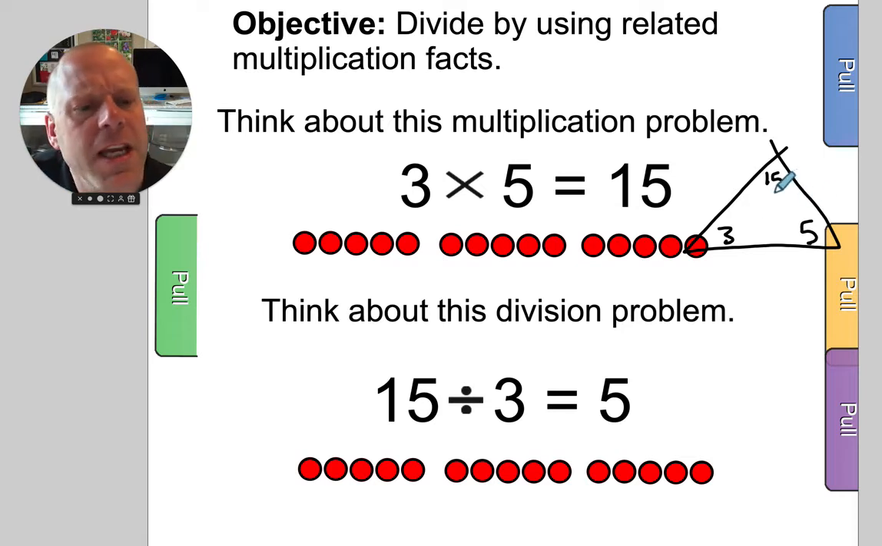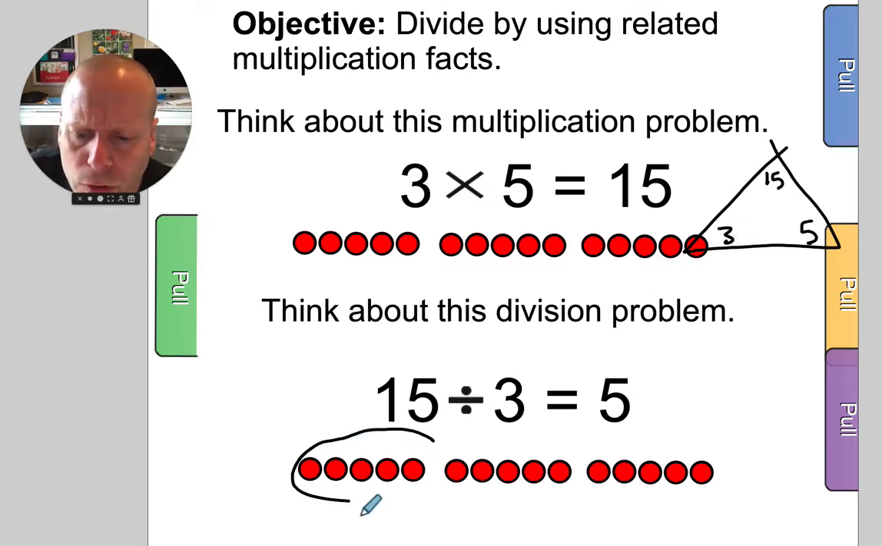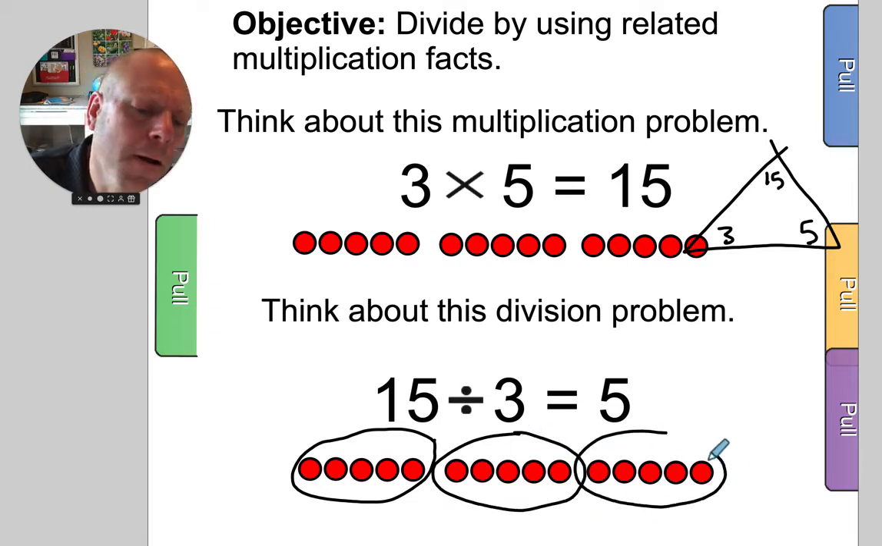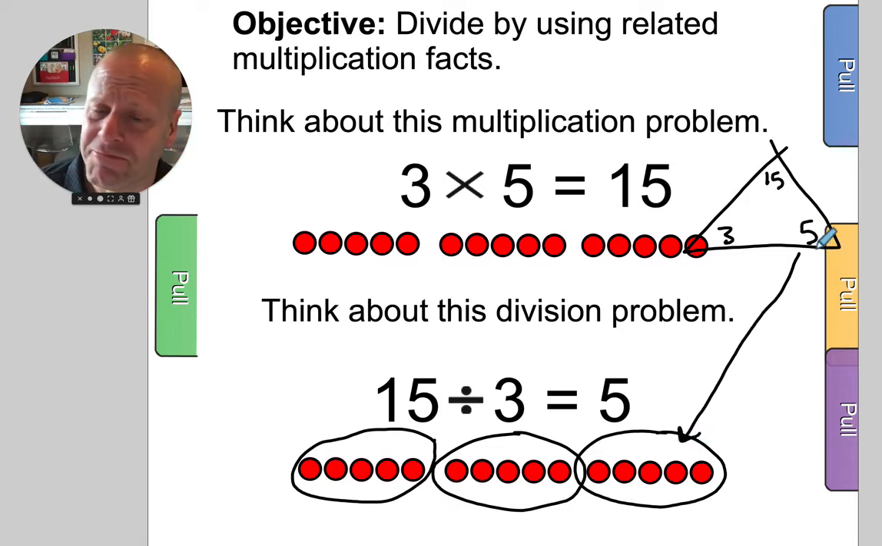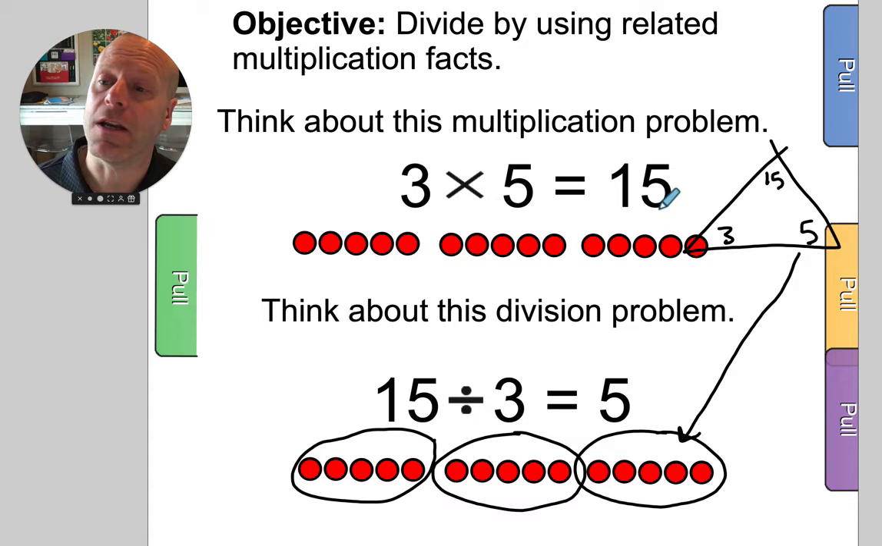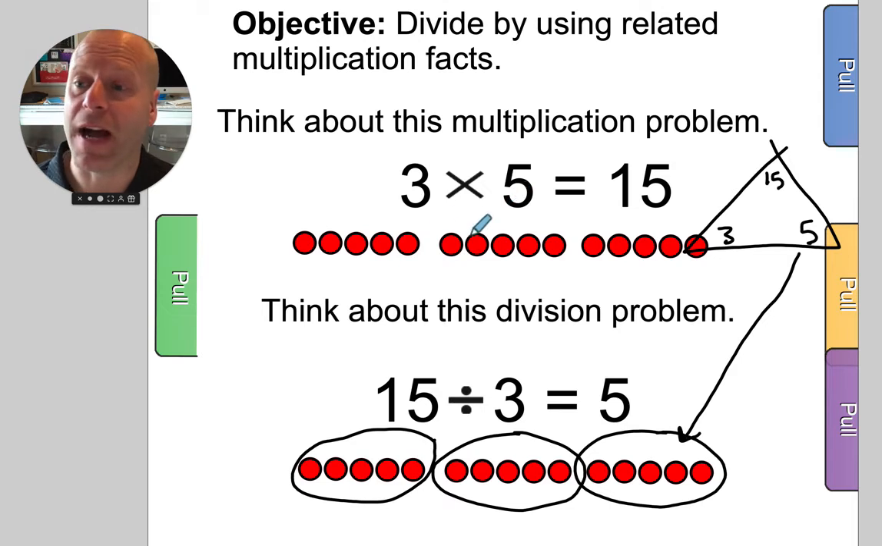3 5s are 15, 5 3s are 15. What do you think 15 divided into 3 plates? Hold on here, let me draw my plates. What do you think it's going to be? Yeah, so if you know how to multiply really fast and really well, you can use that skill to divide just by going backwards. Instead of 3 times 5 is 15, you just go 15 divided by 5 gives you 3 groups, or groups of 3 in that case. Or 15 divided by 3 would give you groups of 5.